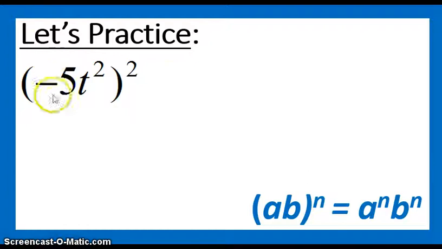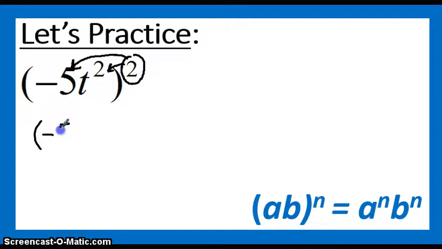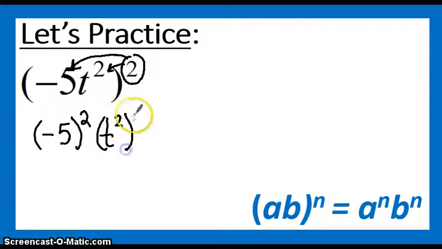Alright, let's try negative 5t squared, all of which is to the second power. Notice the parentheses inside, so we're going to need parentheses around that. So we're going to give the square to each factor inside, to the negative 5 and to the t squared. So we'll have negative 5 squared times t squared squared. Now this is a simplified expression, so we'll carry it along.